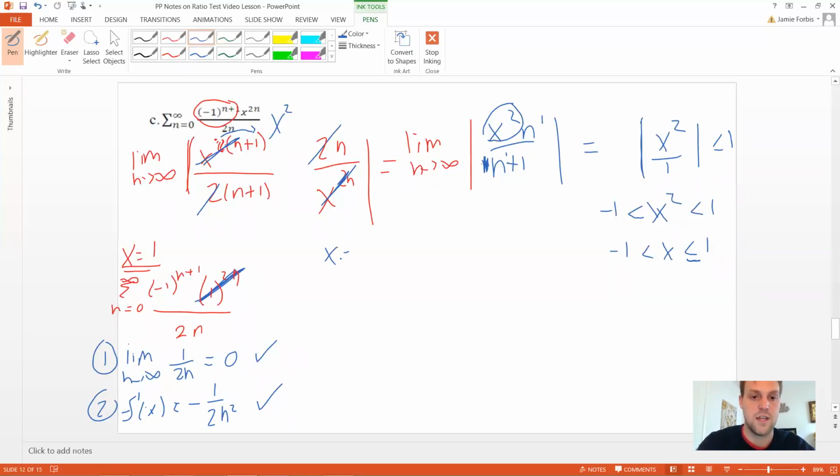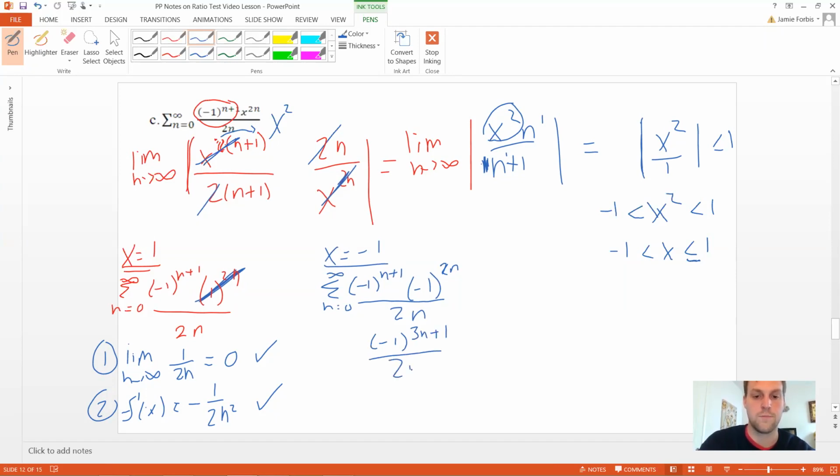So now I'm going to test x equals -1. And that's the summation n equals 0 to infinity of -1 to the n plus 1. And now -1 to the 2n all over 2n. Okay. Now the -1 does not simplify out like it did last example with the 1. Okay. But if you notice, I have 2 common bases here, being multiplied, so I can combine their powers by adding them. Okay. So that would be like having -1 to the 3n plus 1 over 2n.